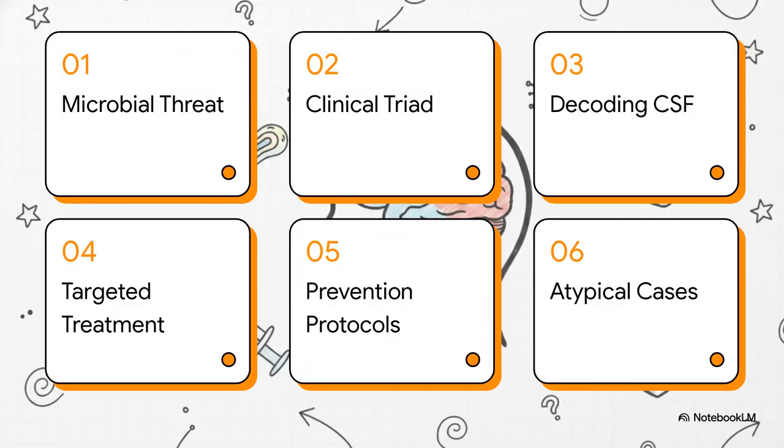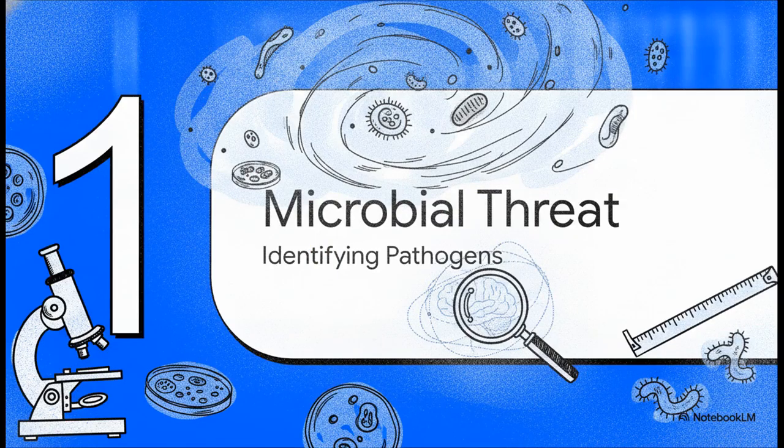We'll be hitting 6 key areas, starting from defining the microbial threat, moving through the clinical presentation, decoding the CSF, looking at targeted treatments, prevention, and finally, tackling those tricky, atypical, and immunocompromised cases. All right, let's kick things off with Section 1, defining the microbial threat.